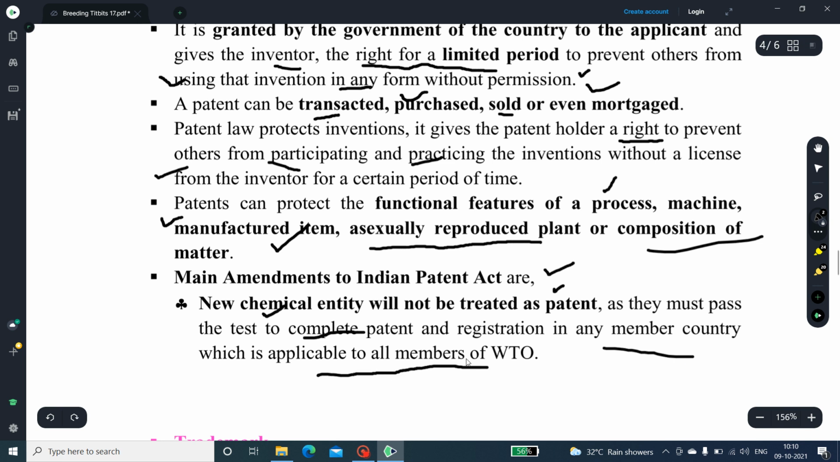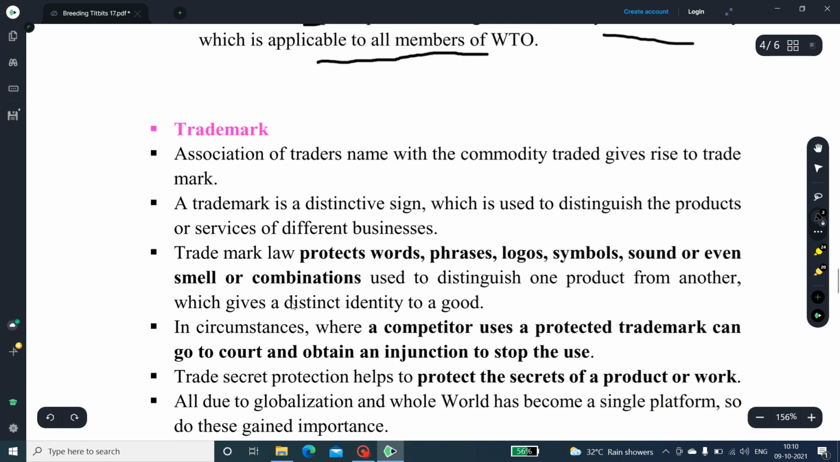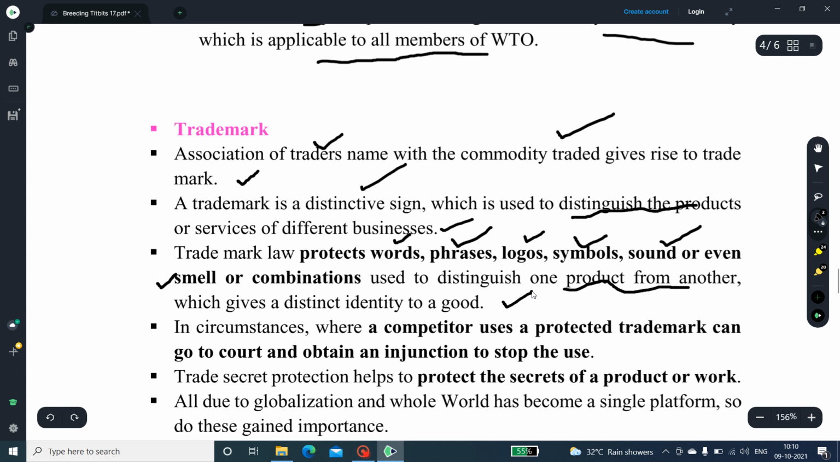And trademark, the next one. The association of a trader's name with a commodity traded gives rise to trademark. A trademark is a distinctive design which is used to distinguish the products or services of different businesses. Trademark law protects words, phrases, logos, symbols, sound, or even smell or combinations used to distinguish one product from another, which gives a distinct identity to a good.